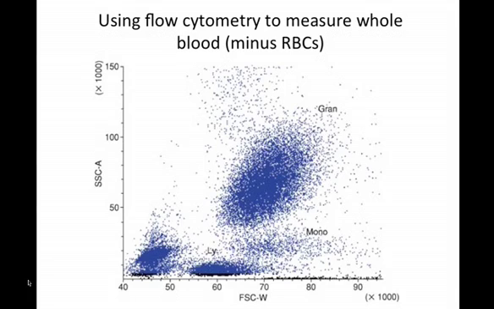All of these cells here are one type of cell. All these cells here are another type of cell. All these cells here are another type of cell. They're all plotted based on their size. So that's one thing: you can count them, and you can separate them based on their shape and size.